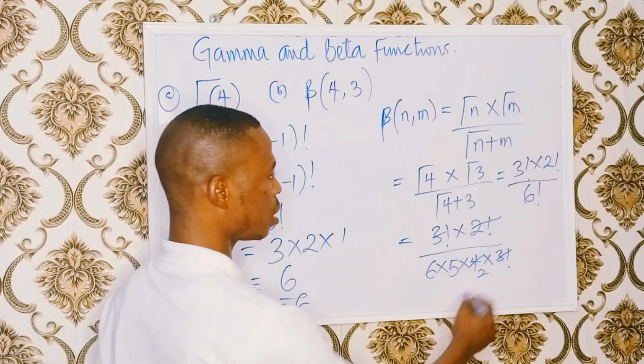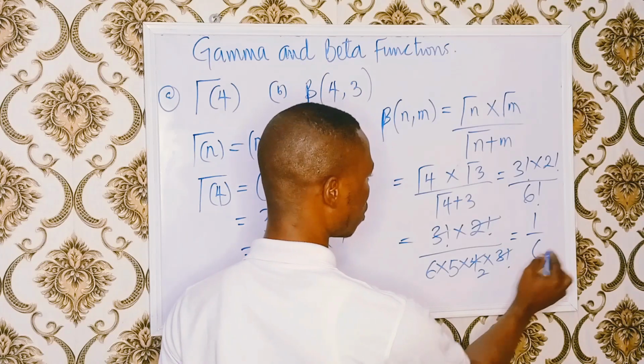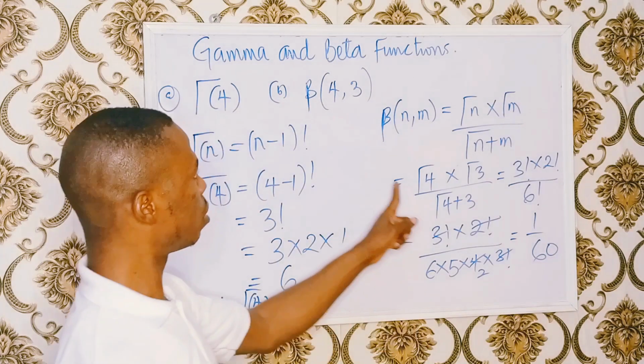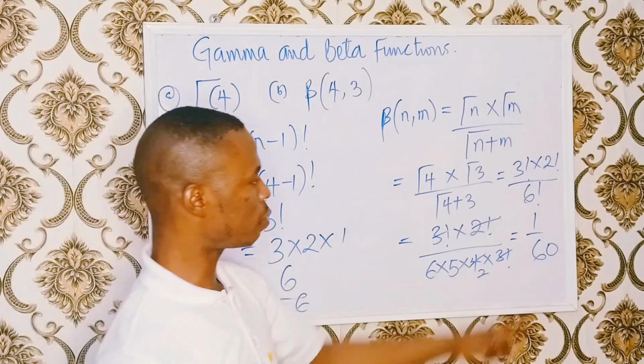And that is 60. So everything here is 1 over 60. So beta 4,3 is 1 over 60.